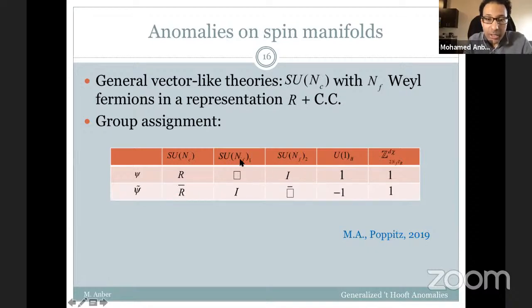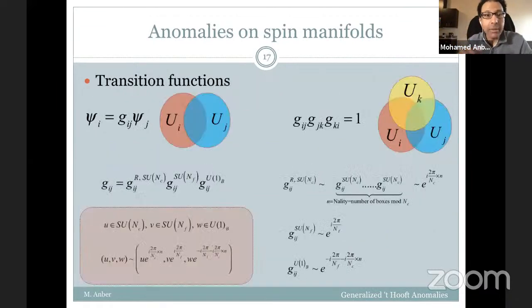There are also two flavor groups, SU(N_F)_1 and SU(N_F)_2, such that psi and psi tilde transform in the defining and anti-defining representation, the fundamental or anti-fundamental. And there is also U(1) baryon, such that psi and psi tilde are oppositely charged under the U(1) baryon. And the theory also enjoys a discrete chiral symmetry, Z_{2 N_F T_R}, where T_R is the Dynkin index in the representation R. And both the fermions have charge 1 under the discrete chiral symmetry. So this is the structure. These are the global symmetries that act on the theory, but not quite. You will see that actually there has to be some modding, and this modding will play a crucial role in finding these generalized 't Hooft anomalies.